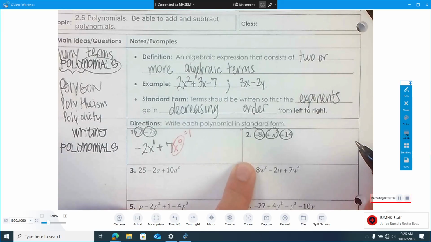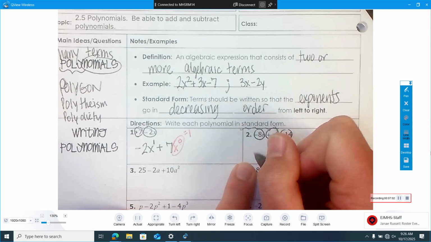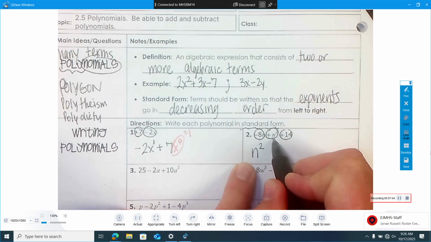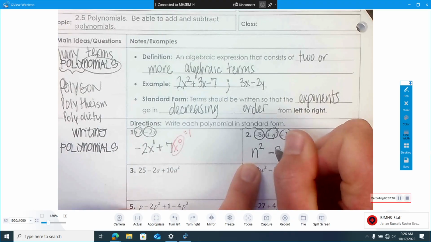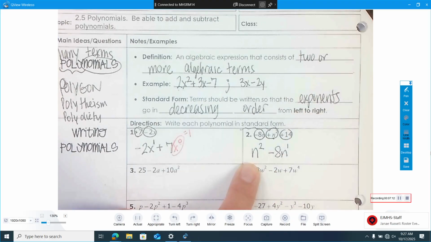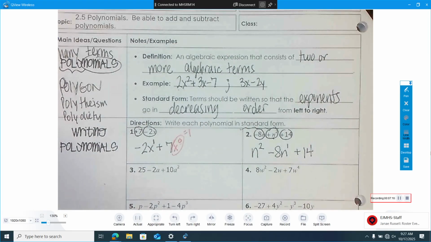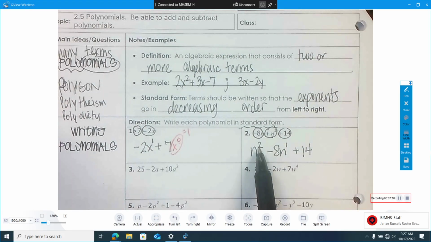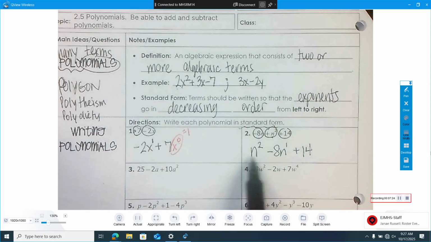Which one has the highest power, the highest exponent? The 2, yeah, positive n squared. That is the highest exponent. The biggest exponent goes first. Then what comes next? Negative 8n. That's negative 8n to the first. And then our constant 14 goes at the back. So we have a power of 2, and then the power of 1, and then the power of 0, or the constant. Okay? This is standard form.